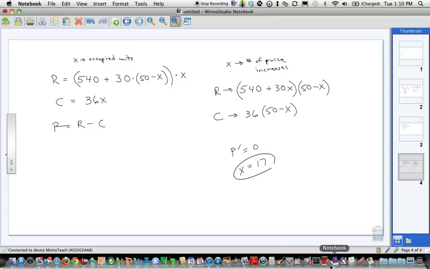That every time you decrease the price, you're going to sell more. Every time you increase the price, you're going to sell less. So it's not uncommon to have that situation in a business problem and to let X be the number of price increases or the number of price decreases. Okay? All right. So anyway, thank you.